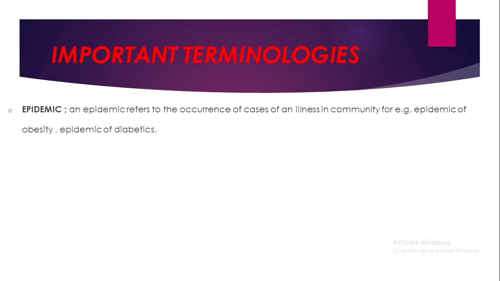So the first term that we will learn is epidemic. Epidemic refers to the occurrence of cases of an illness in a community. For example, epidemic of obesity, epidemic of diabetes mellitus. It means that the cases of this illness, here the example is obesity, so the cases of obesity in a specified population.